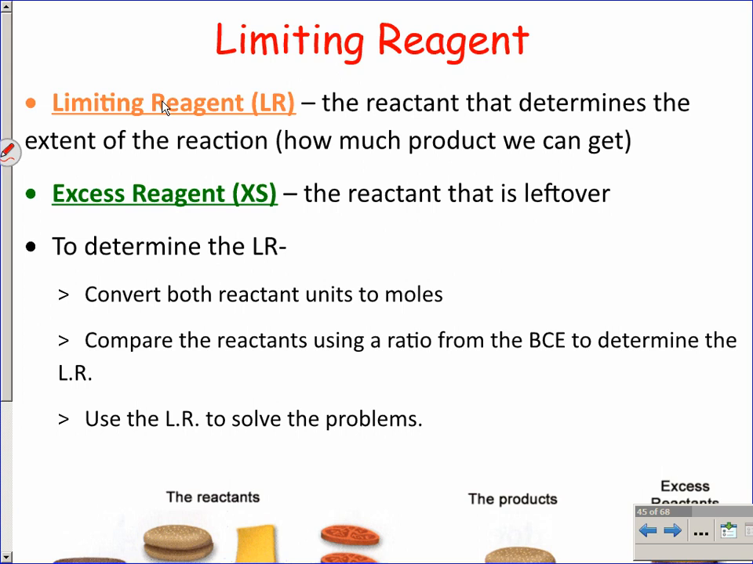Because the problem here is we have to figure out which reactant is going to force our reaction to stop. So which of these reactants, the limiting reactant or the excess reactant, is going to force our reaction to stop? The limiting, because it's like, hey, I'm running out. You can't go any farther because you can't make the product without me. So this one is going to limit how much product we can get. So we run out first.